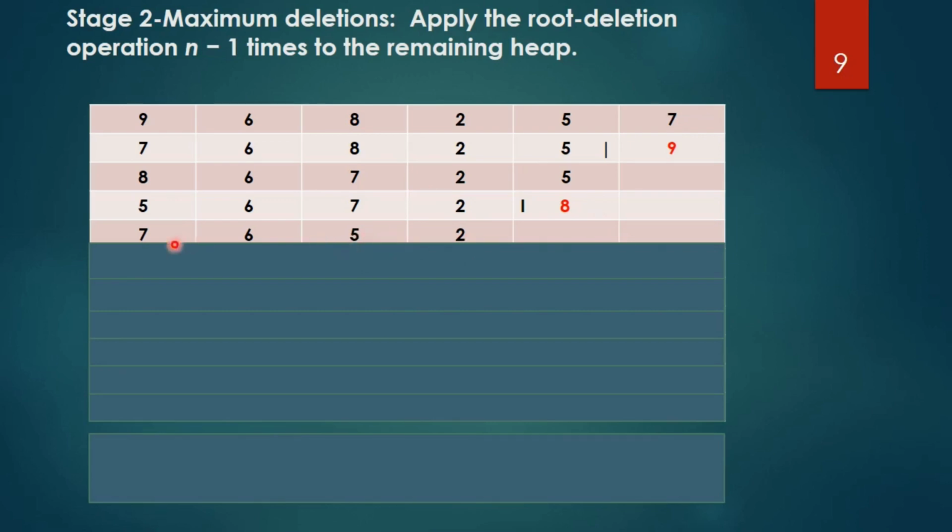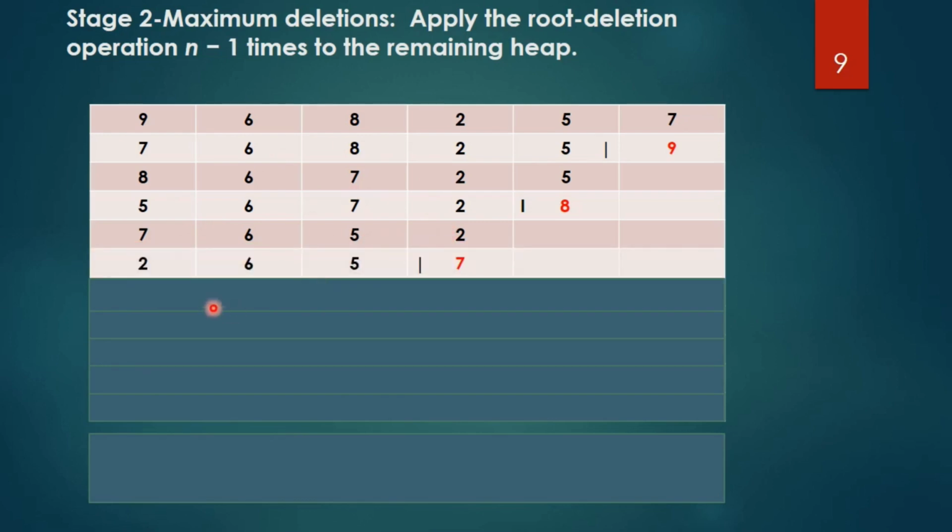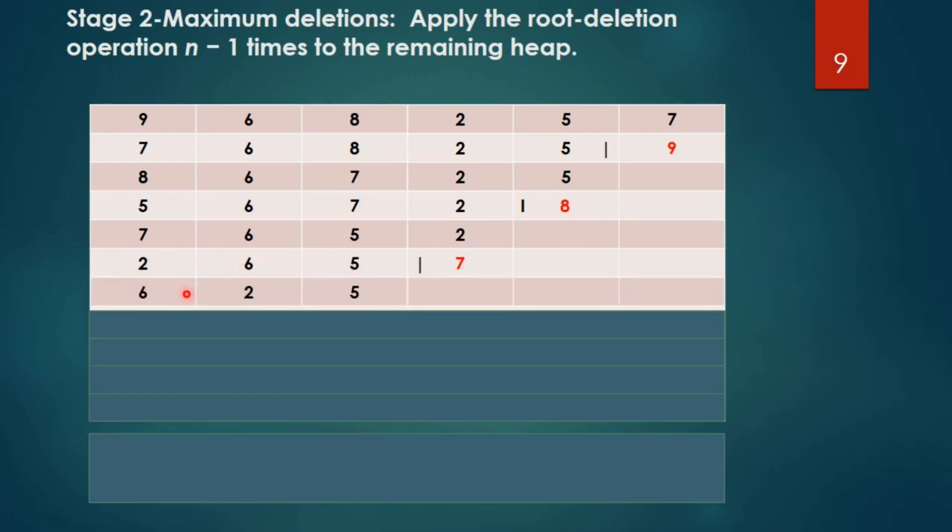Then again swap 7 with 2, and reduce the heap size by 1. So anymore 7 is deleted from the set. So we have only 2, 6, 5. Now you place 2 at the right place. 2 has 2 children, 6 and 5. Among 6 and 5, 6 is bigger. So swap it, and 6 will go to the first position and 2 will come here. 5 will take the same place.